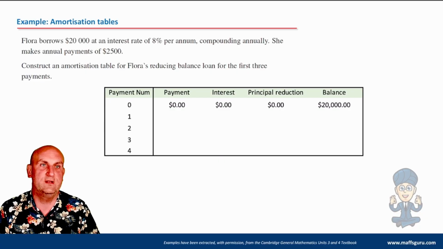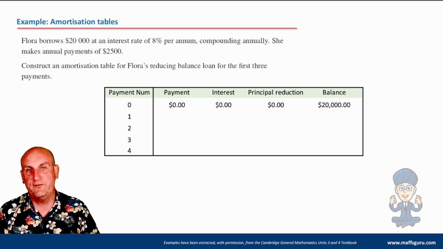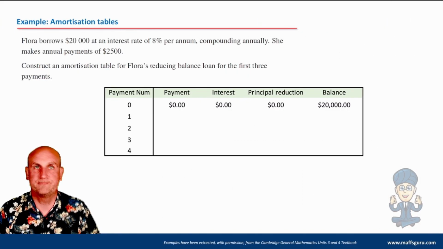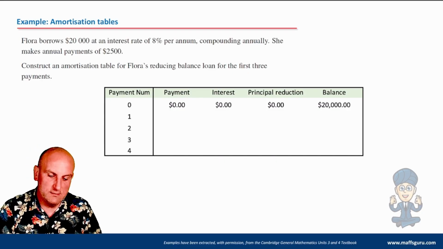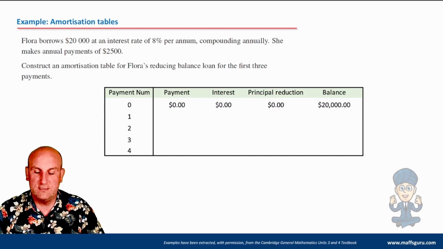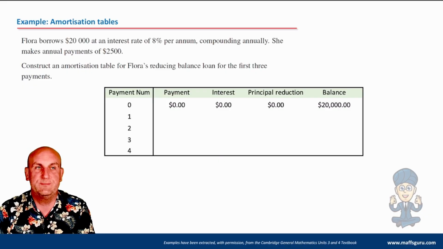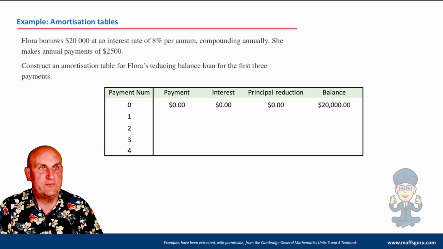Flora borrows $20,000 at interest rate 8% per annum, compounding annually. She makes annual payments of $2,500. Construct an amortization table for Flora's reducing balance loan for the first 3 payments. Okay, well, we actually did the first one, so I'm just going to do it again, time and time again, so that we can work it out. Sorry if I'm laboring this, but I can't tell you enough how important it is, because these are SAC questions. They'd love using amortization tables in SACs.